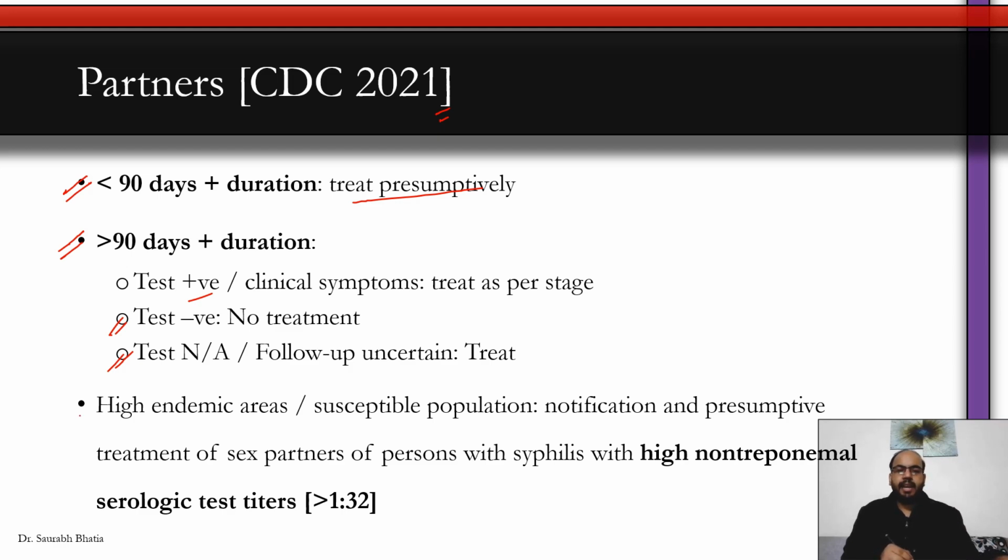In high endemic areas, partners of patients who have high non-treponemal titers, that is more than 1:32, should receive presumptive treatment. That means if I'm treating a patient who has titers more than 1:32 and the patient is staying in an area which is highly endemic for syphilis, treat the partners as presumptive patients of syphilis, irrespective of whether the test is done or not.